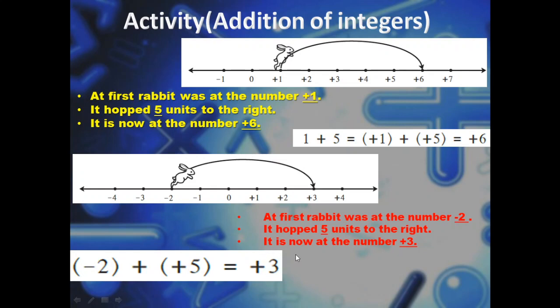Now children, please note, to add a positive number to a given number, we move that many units to the right on the number line from the given number. Now regarding this equation form, I will be explaining you in the upcoming slides of the same video. But let's have some more activities to understand the concept better.